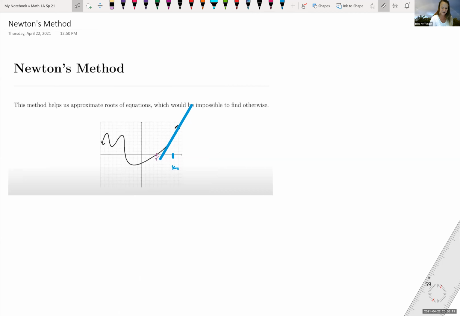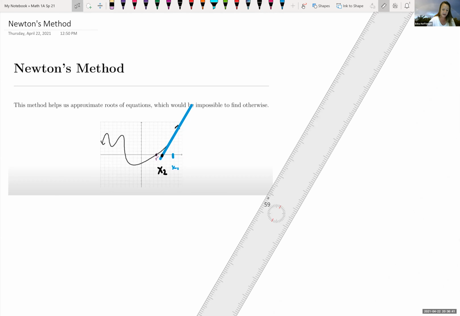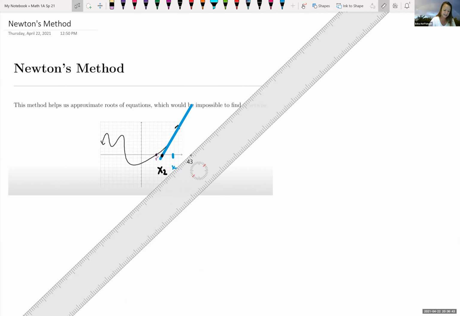If we found where this tangent line was crossing the x-axis, notice that we're really close to the root. So what we're going to do now is choose this value where our tangent line is crossing the x-axis as our next guess. Let's call that x of 2. Then we go up here and find the equation of the tangent line at x of 2.